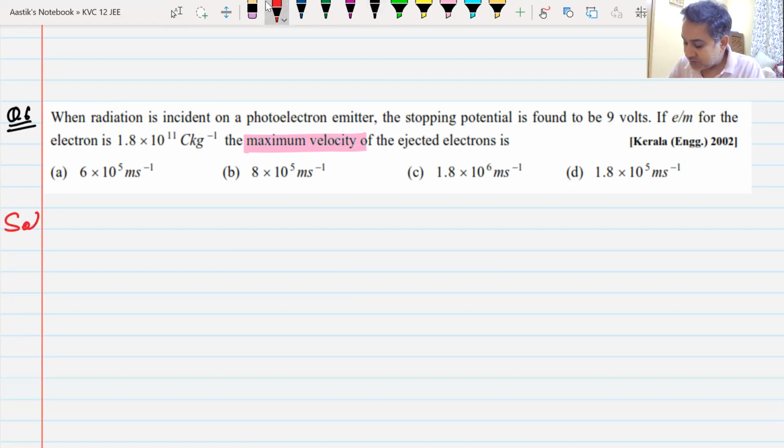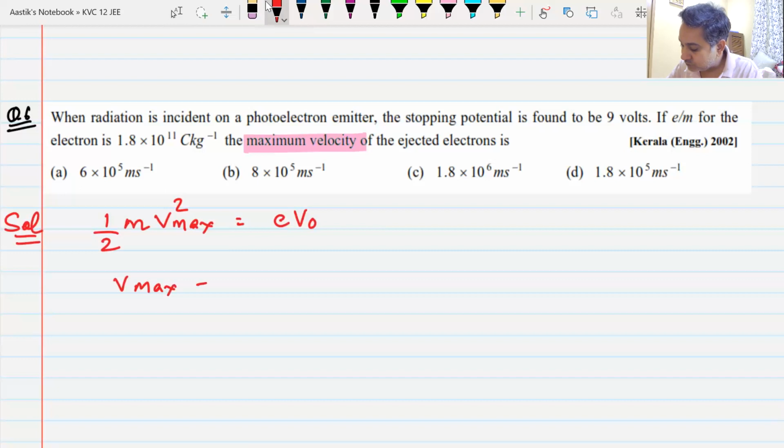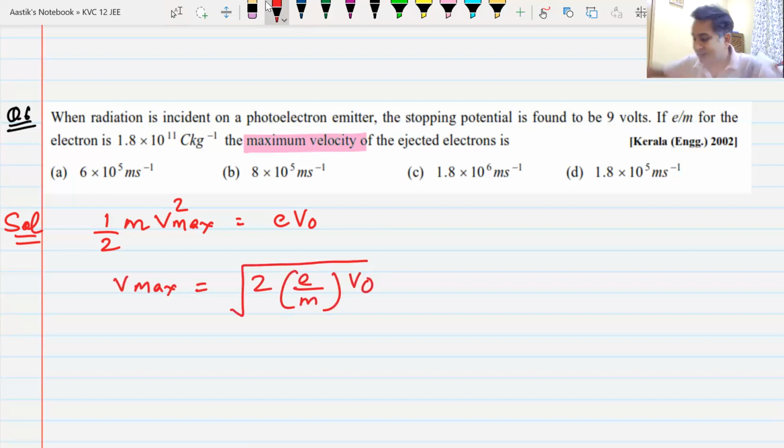So what you need to do, beta, is not very difficult. The maximum kinetic energy, half m v max square, is nothing but equal to e into V naught. Yes or no? So my v max becomes root of 2 times e by m into V naught. That's it. That is what we were looking at. You just have to calculate this, get the answer, and stay happy.